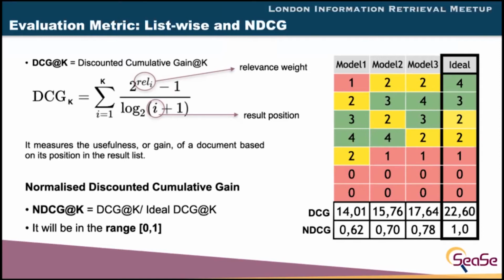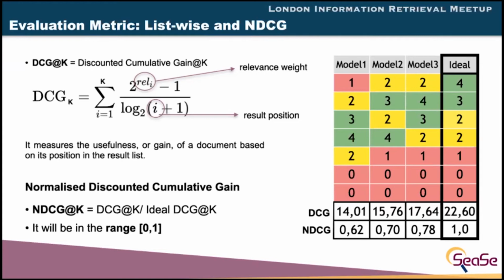DCG aims to evaluate whether the model is able to return the most relevant document in the highest position of the search result list, and the least relevant document in the lowest position, in descending order. So the idea behind DCG is that highly relevant documents in a lower ranked position of the search result list should be penalized. And so the relevance value is reduced logarithmically, proportional to the position of the result.